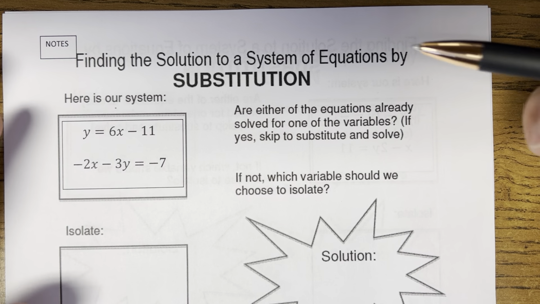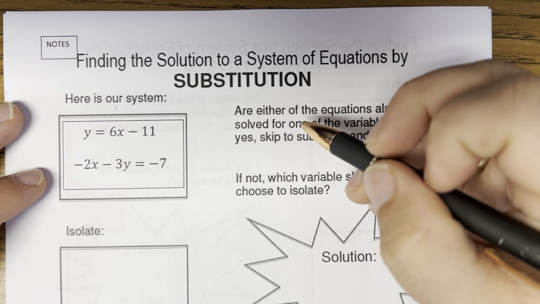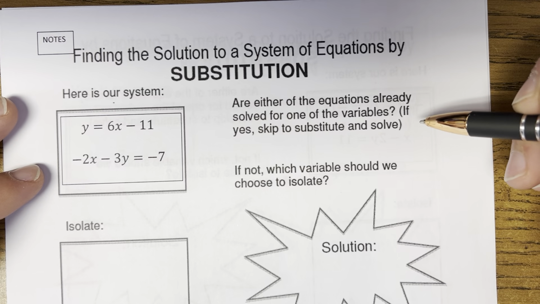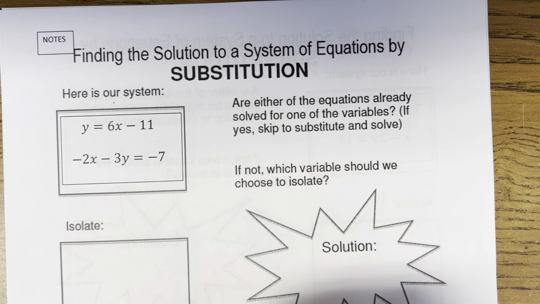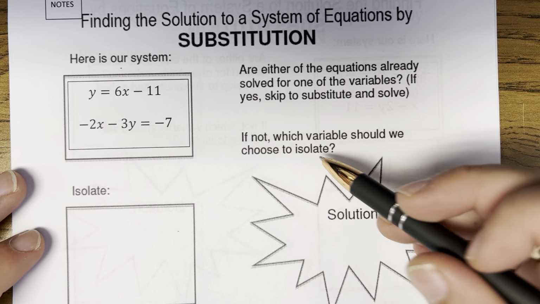All right, so we're going to work on solving a system of equations using substitution. The first thing you always want to look for is whether one of the equations is already solved for one of the variables. If yes, we skip to substitute and solve, so we can skip this isolate box. If not, which variable should you choose to isolate?